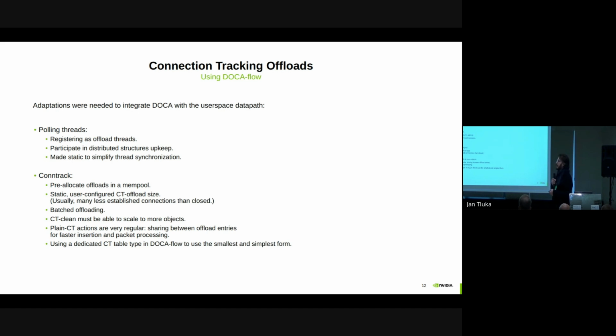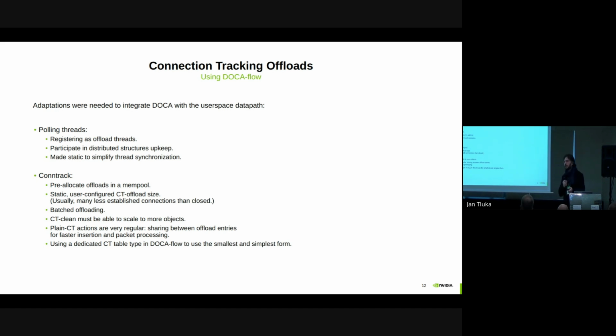Additionally, we started from a previous implementation of conntrack offload, which was based on RTE flow. That had to be rewritten almost entirely, on the whole vertical. So now we pre-allocate absolutely everything. We have static sizes. We batch the offloads. Also, we have a much higher scale of number of connections that we will process. So suddenly the aging thread for the connections in software is not capable of handling all of that.